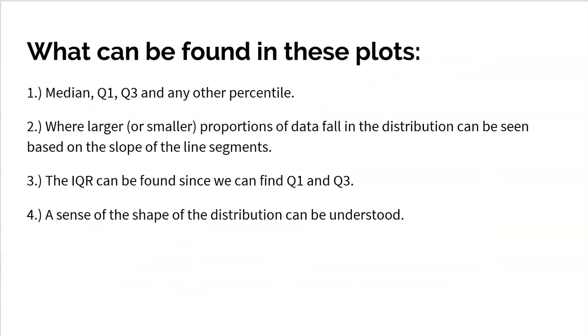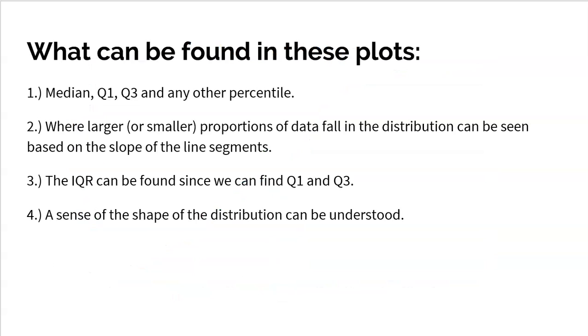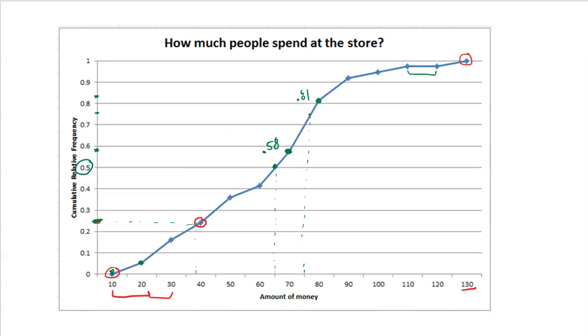We can also calculate the IQR. Once again, the IQR by definition is Q3 minus Q1. So if we estimate Q3 to be around $75 and Q1 to be around $39, we could subtract those to get an IQR of about $36. So that's another common question I could ask you. And then again, you can get a really nice sense of the shape of the distribution.